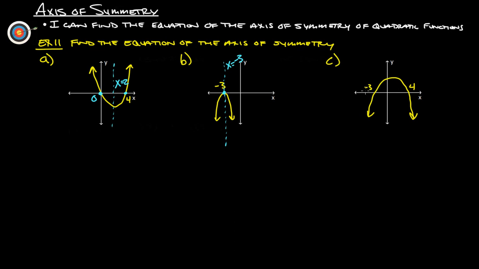And then for C, we want to go halfway between negative 3 and 4. From here to here is a distance of 3, and here to here is 4. So we go 3 plus 4 divided by 2, which gives us 3.5. So there's 3 and then another half right here. So the equation of the axis of symmetry is x equals 0.5. That's the equation right there.